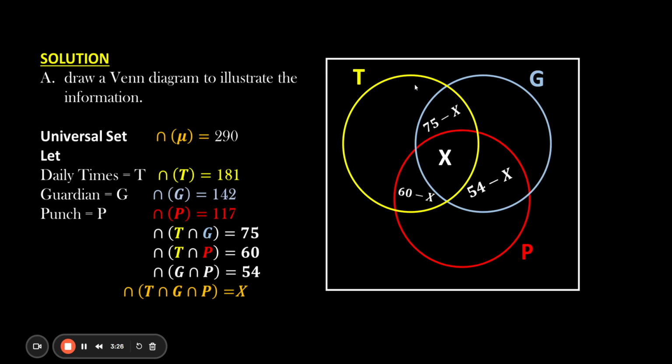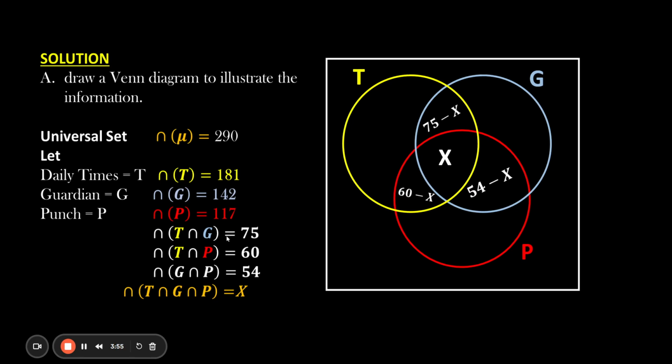Now, since we have three subsets, we draw three circles intersecting each other. And finally, the last one intersects all three of the circles. Within the intersection, there's a particular part where all three circles intersect each other. That particular part is where we fix X to represent all three of the newspaper readers.